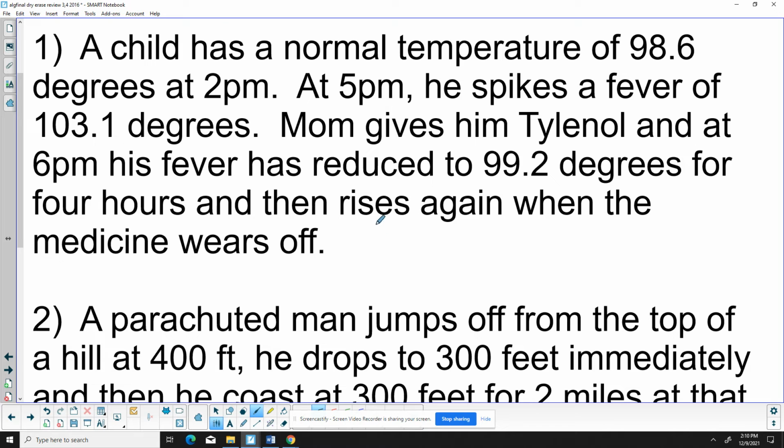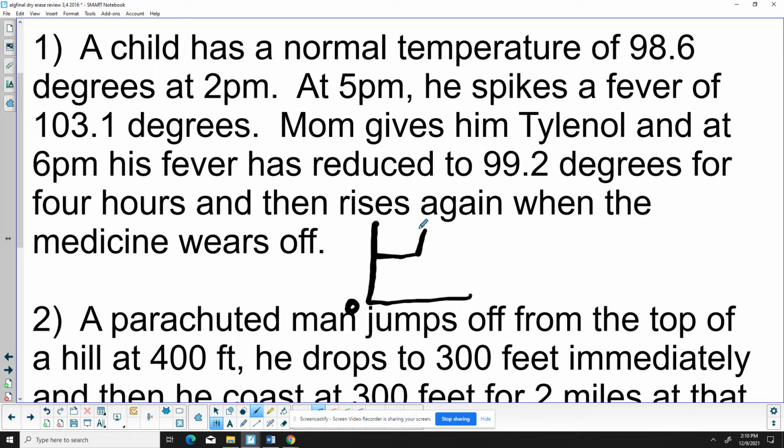All right, so if I make a small little graph here, this would be 0 down here. He didn't start at 0. He started at 98.6 because that's the normal temperature. And he had that at 2 o'clock for a little while. And then at 5 o'clock, he spikes a fever of 103. So it goes up to about 103.